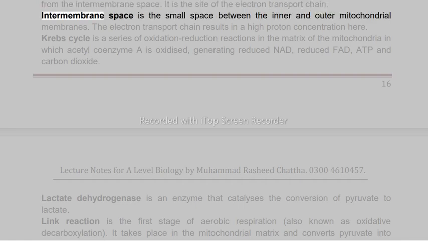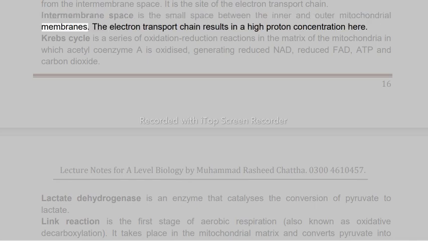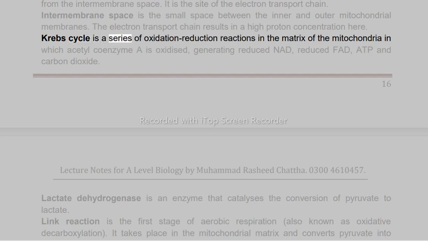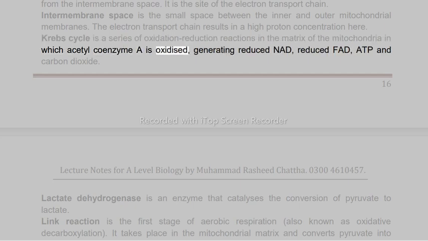Intermembrane space is the small space between the inner and outer mitochondrial membranes. The electron transport chain results in a high proton concentration here. Krebs cycle is a series of oxidation-reduction reactions in the matrix of the mitochondria in which acetyl coenzyme A is oxidized, generating reduced NAD, reduced FAD, ATP, and carbon dioxide.